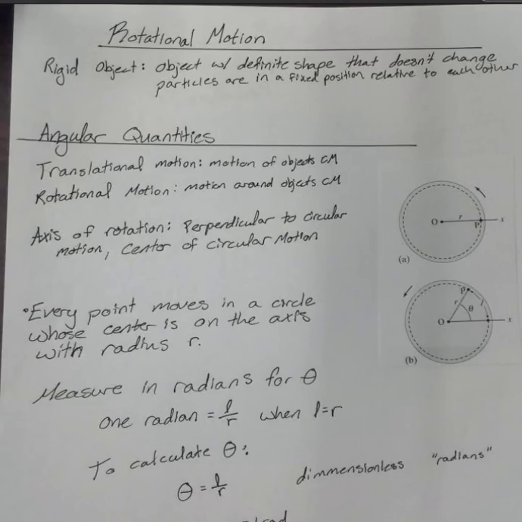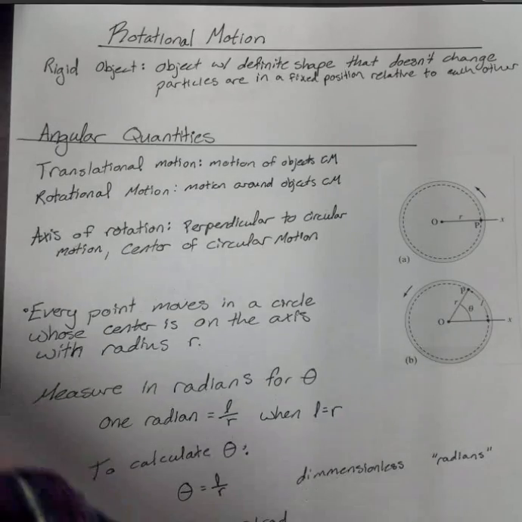In order to do that, we need to know what a rigid object is, because in translational motion we pretended every single object was a spherical cow. Now in rotational motion we're going to pretend that every single object is rigid. So a rigid object is just an object with a definite shape, where the particles stay in a fixed position compared to each other. The neat thing is that a rigid shape is more or less the easiest to describe. It's like a perfect shape.